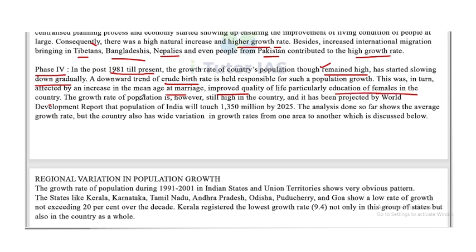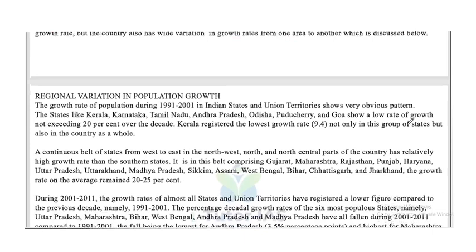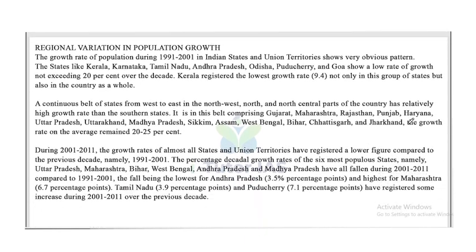The growth rate of population is, however, still high in the country, and it has been projected by the World Development Report that the population of India will touch 1,350 million by 2025. The analysis done so far shows the average growth rate, but the country also has wide variations in growth rates from one area to another, which is discussed below. So, next one is the regional variation of population and population growth.